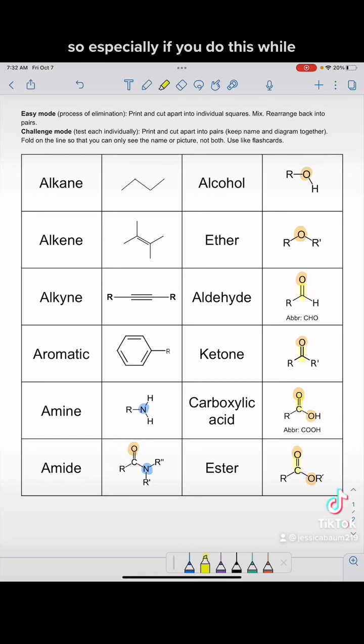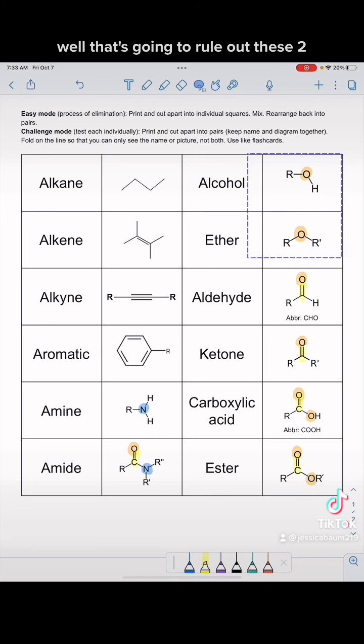So especially if you do this while you're taking the exam as well, you can look for these patterns and say, okay, it has an oxygen, so that's going to narrow it down to something over here or this one down there. And then if you look and see it has a double bond, well, that's going to rule out these two because they don't have that yellow highlighting that I used for the double bond. And then you can keep going like that and look for those unique features.